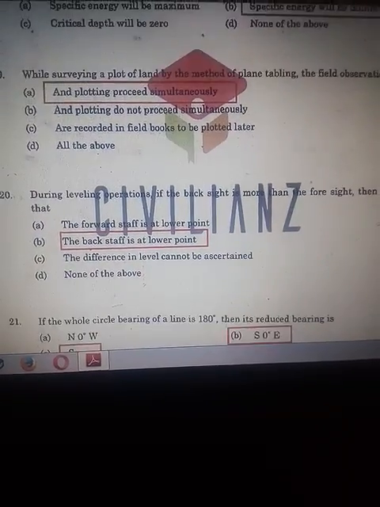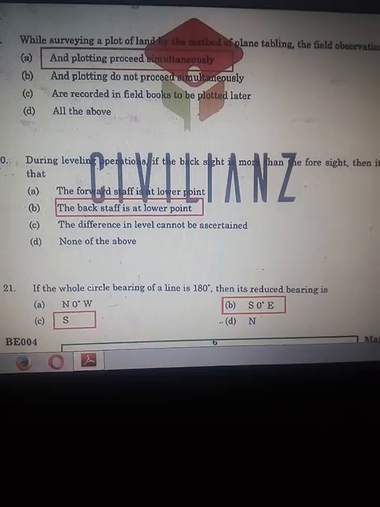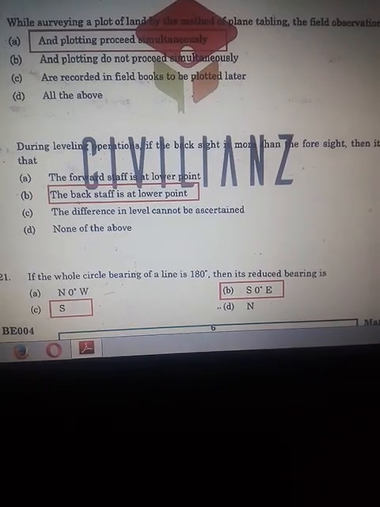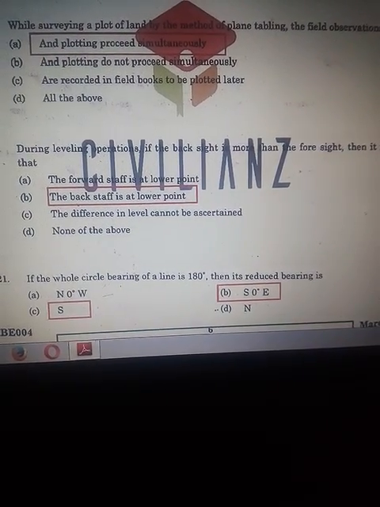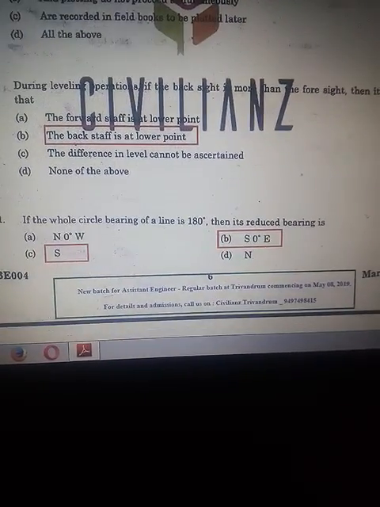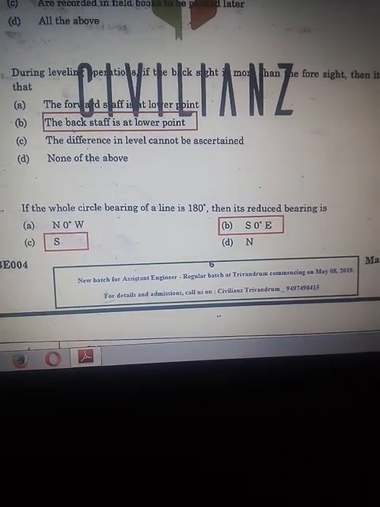Now next question, during leveling operation, if the backsight is more than the foresight, then it indicates that the backsight is at lower point. Okay. So right answer of this question will be B. Now next question, if the whole circle bearing of a line is 180 degree, then its reduced bearing will be B, south 0 degree east. Okay. So right answer of this question will be B.